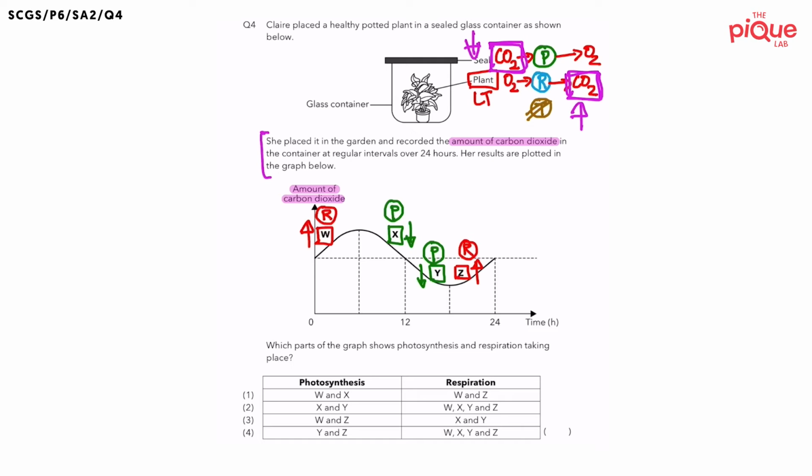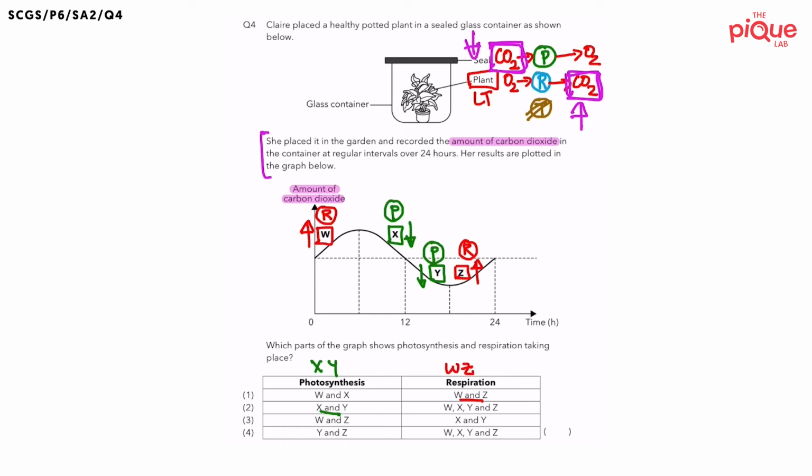So now let us transfer the working that we have made in the graph to the table below for us to choose our options. For photosynthesis, we have points X and Y. For respiration, we have points W and Z. Now, are you able to choose an option? For photosynthesis, X and Y will be at option 2. For respiration, W and Z will be at option 1. And you realize that you're not able to choose an option. So what should you do at this point in time?